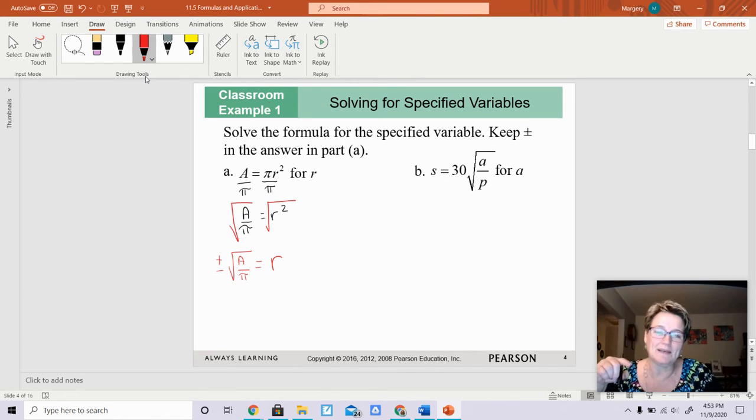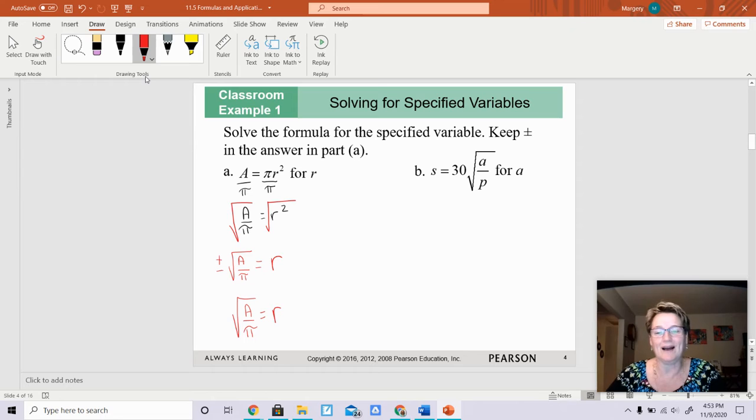Now, because we're talking about radius, the radius cannot be negative. So the only possible answer would be radius equals the square root of A over pi. Pi is just 3.14 if you want to be technical about it. But we got r by itself.